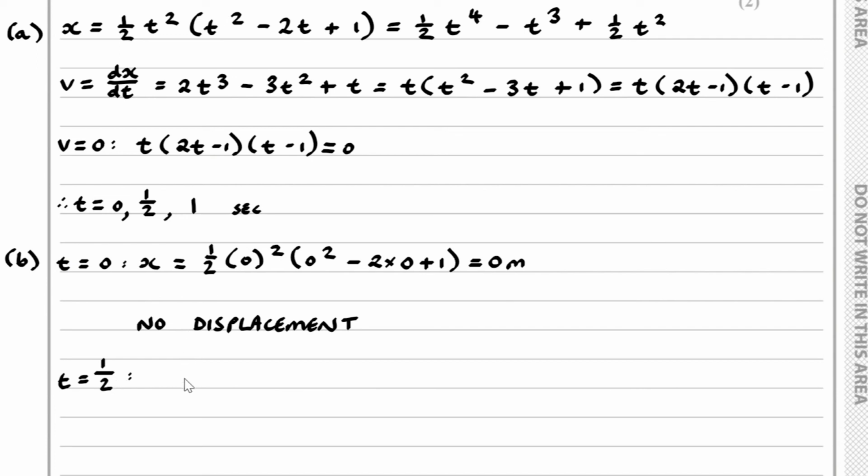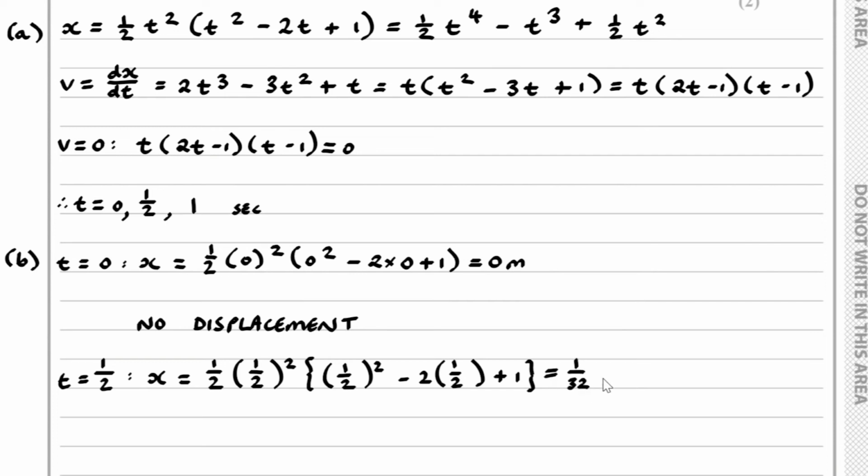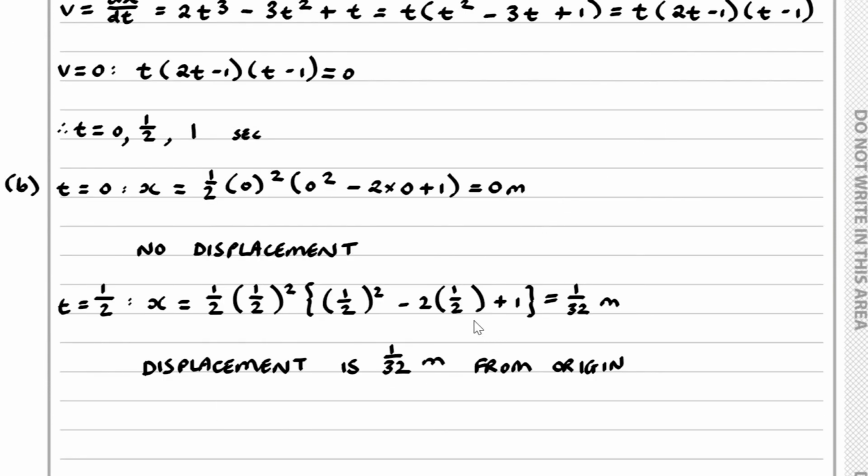When t equals 1/2, x is equal to 1/2 times 1/2 squared multiplied by 1/2 squared minus 2 times 1/2 plus 1. And it turns out here we get 1/32 meters. What does this represent? Well, it represents the displacement from the origin, and that displacement is 1/32 meters.